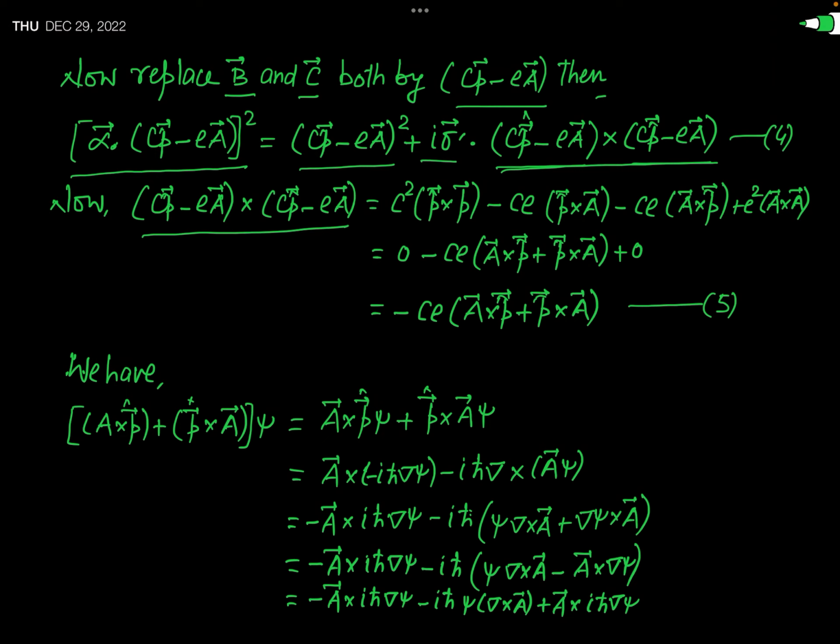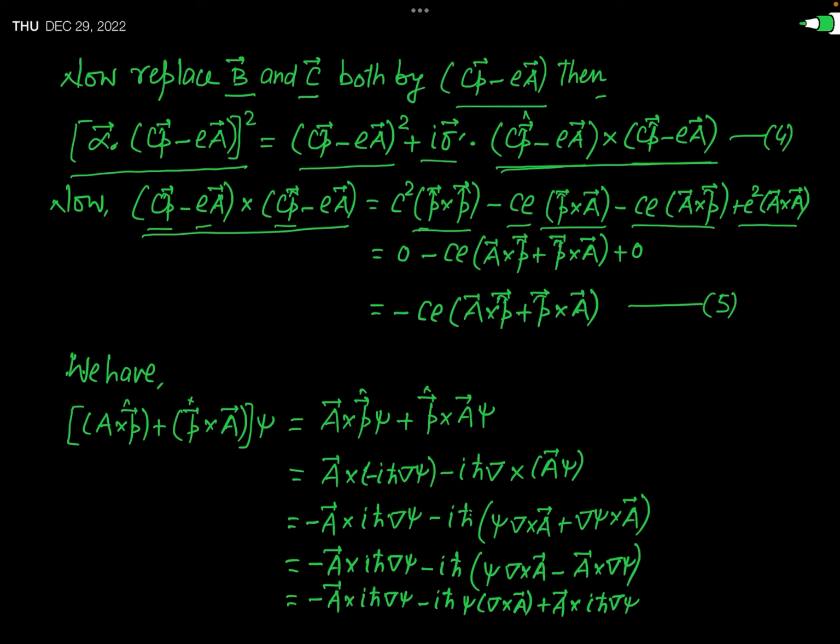What will this be? Now, take the product. We will first take the product of cp with cp. So this will be c squared p cross p, okay? And then cp cross minus eA. This will be minus ceP cross A. Now, minus eA cross cp. So this is minus ceA cross p, okay? And minus eA cross minus eA, that will be plus e squared A cross A, okay?